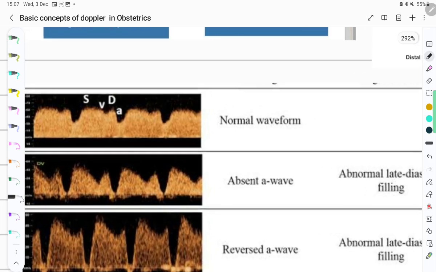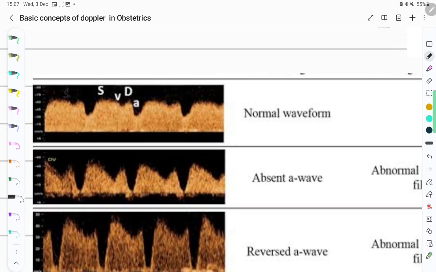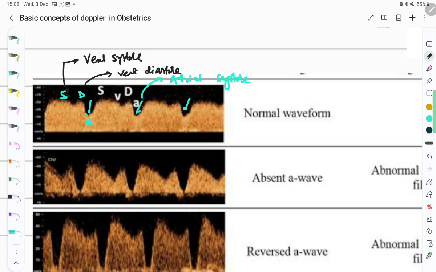In the ductus venosus, there are three waveforms. There is an S wave, this is the D wave, and this is the A wave. S wave means ventricular systole. D wave means ventricular diastole. And A wave means atrial systole.